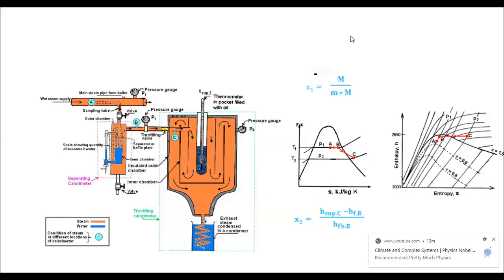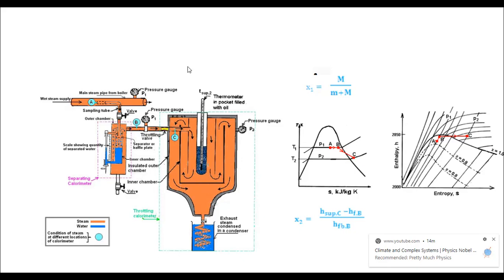To understand the separating and throttling calorimeter better, we would take an example, a numerical, which would help us clear the concepts of the calculation part of the separating and throttling calorimeter. As is seen on the screen, we have a separating and throttling calorimeter here. This is the device which is used to determine the dryness fraction of the steam which is flowing through this steam pipe, and a sample of which is taken into the separating calorimeter, and then from the separating calorimeter we send it to the throttling calorimeter.